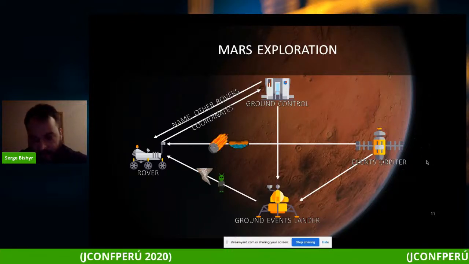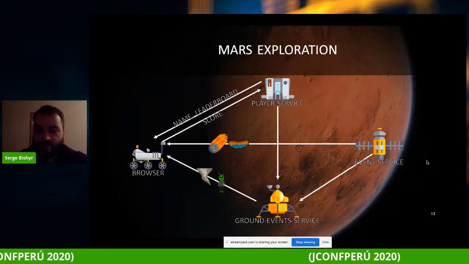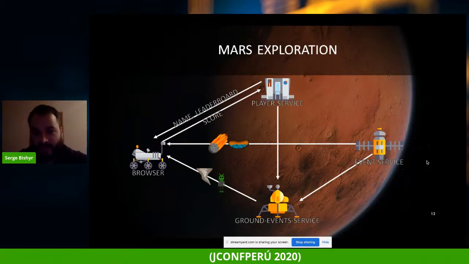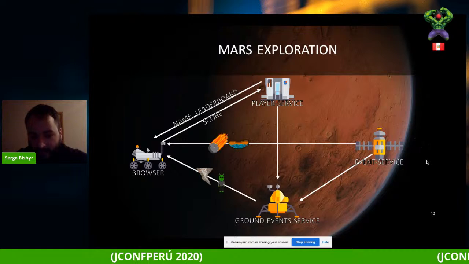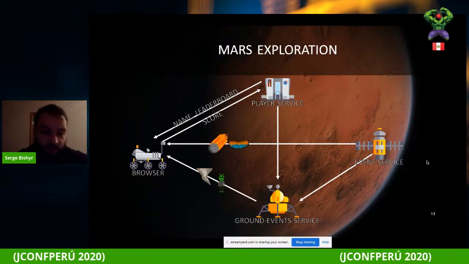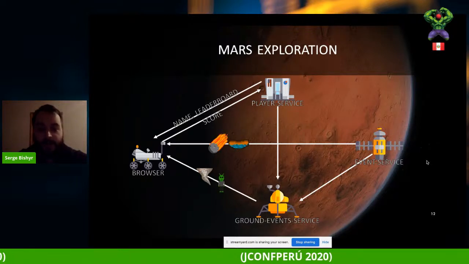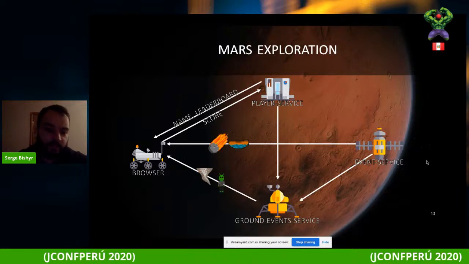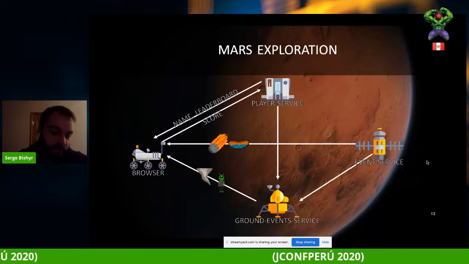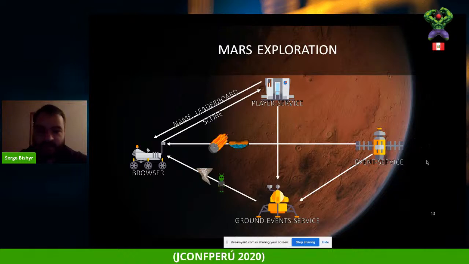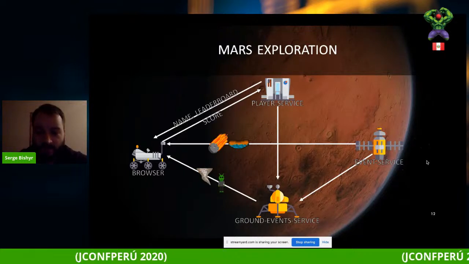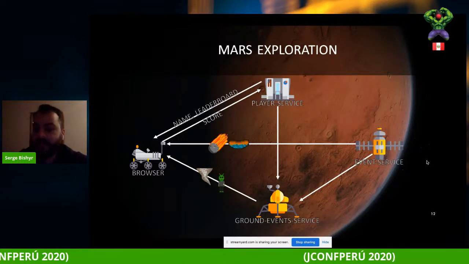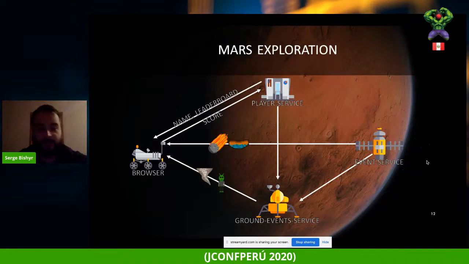alien forms of life. Actually, all of this is just a game which I have developed, and our rover is our browser. There is a player service which tells the name and the leaderboard, and our browser will send the score to the player service. There are two more microservices which are sending different types of events.